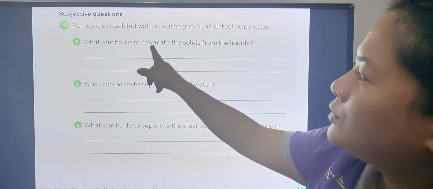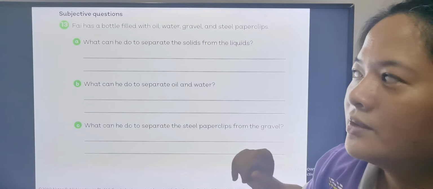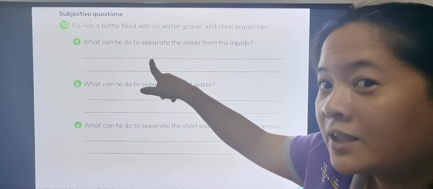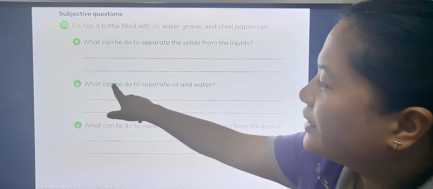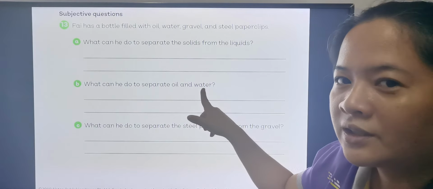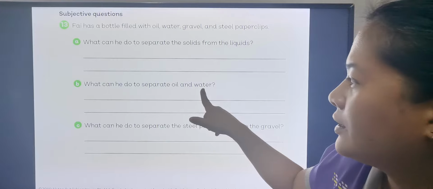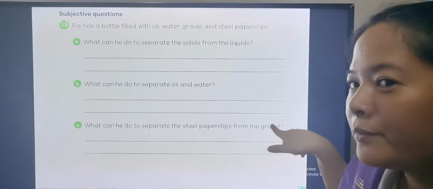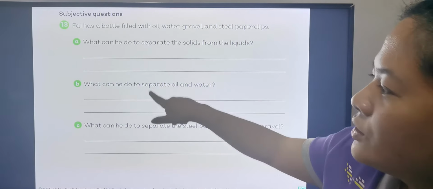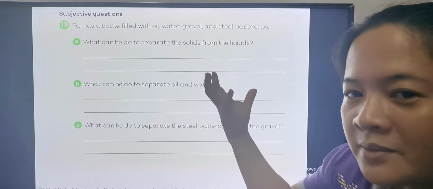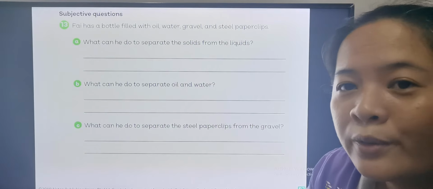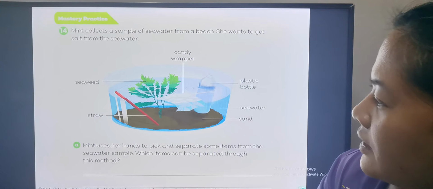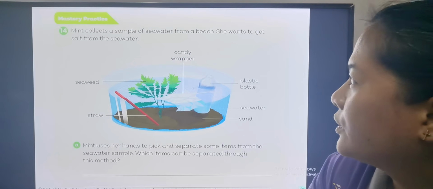Letter A, what can he do to separate the solids from the liquid? So what process are you going to do if you want to separate the solids from the liquid? Okay, and then what can he do to separate oil and water? What can he do to separate the oil from water? And letter C, what can he do to separate the steel paper clips from the gravel? Okay, so if you have a mixture of many substances, you have steps on how you are going to separate them, okay?